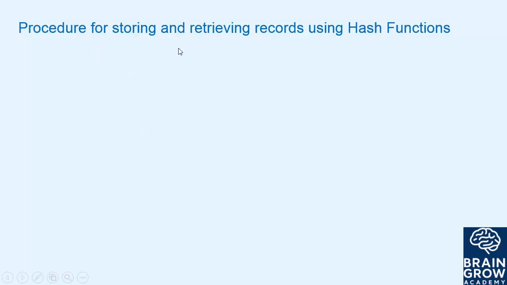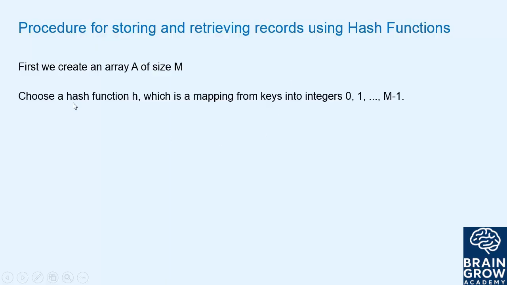Now let's see the procedure for storing and retrieving records using a hash function. First we create an array A of size m. This array A is our hash table and it has slots from 0 to m-1. Then we'll choose a hash function h, which is a mapping from keys into integers from 0 to m-1.